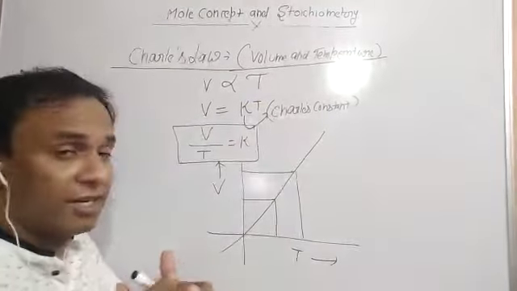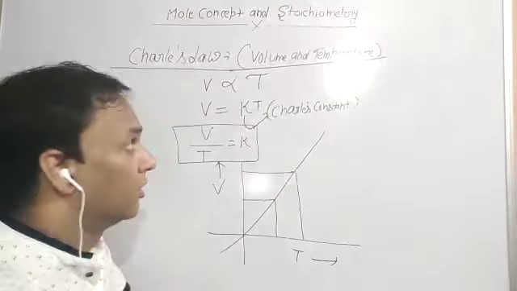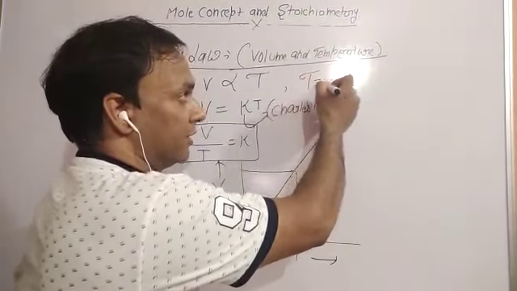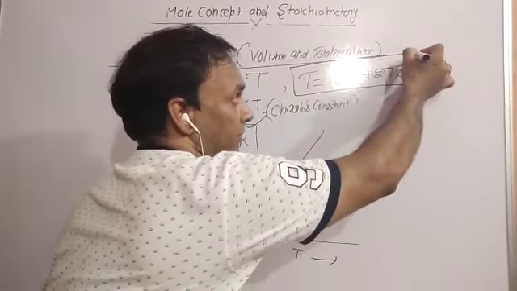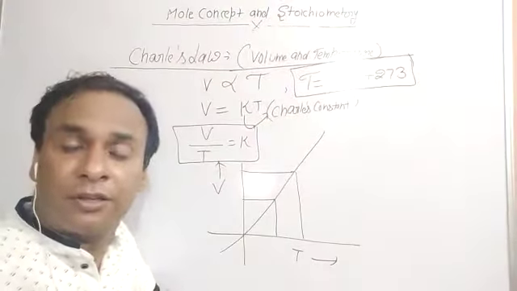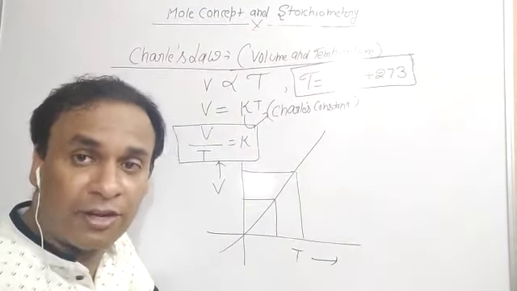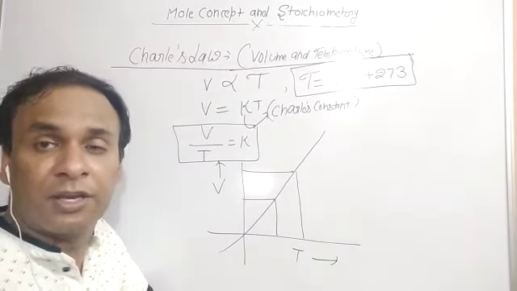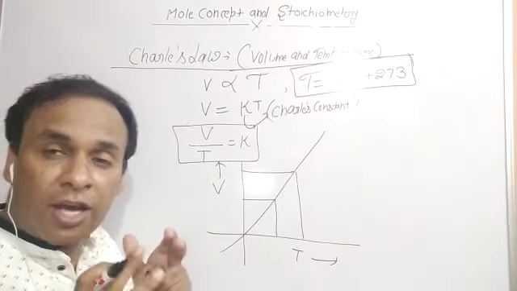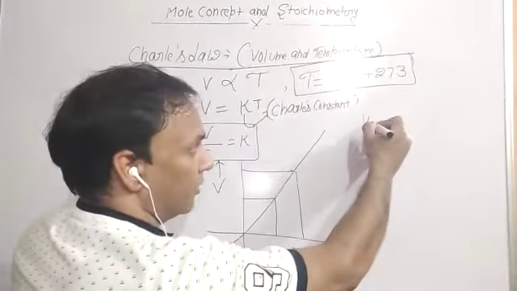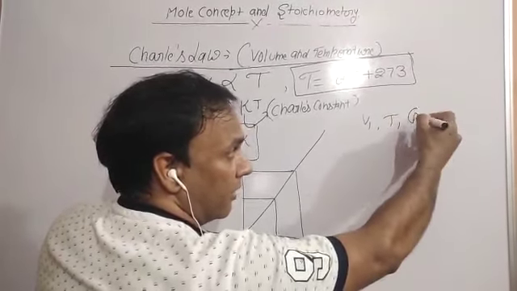When the temperature is given in degree Celsius, then you have to convert it into Kelvin. How? T equals T degree Celsius plus 273. Whenever the temperature is given in degree Celsius, you have to convert it into Kelvin by adding 273. In the same condition, suppose that two gases are given, having volume V1 and temperature T1 for the first gas.